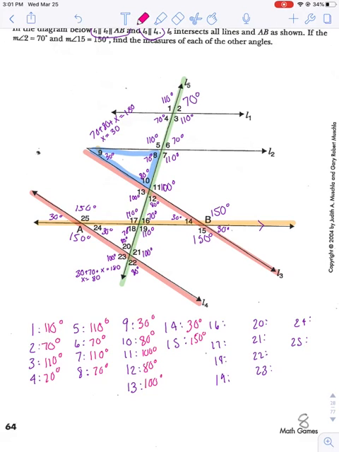14 and 15 would be 30 and 150. 16 starts a new cluster. It's another 70, 110, 70, 110. 20, 80, 100, 80, 100. 24 and 25, 30 and 150.